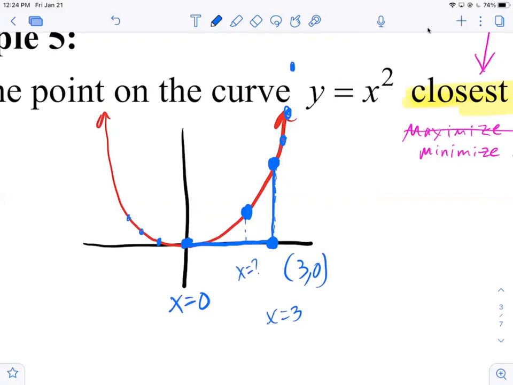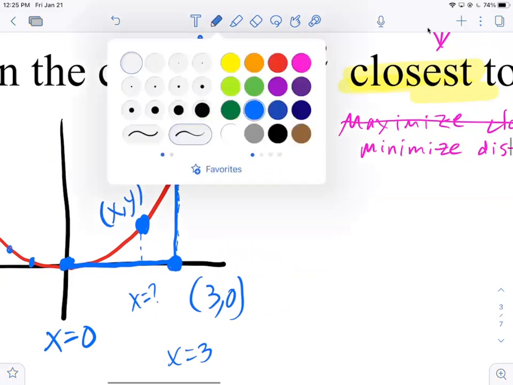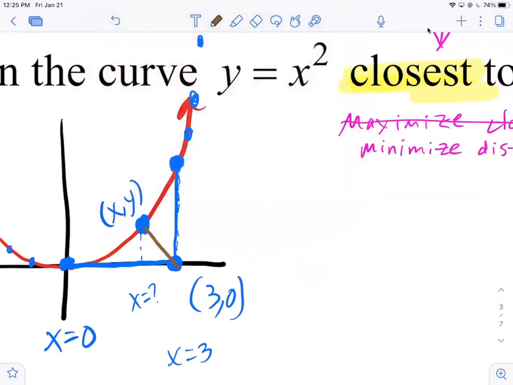And again, my graph is not drawn to scale. So what you want to do is just draw an atypical result, not the extreme point, not the end point. So let's just call that point on the parabola xy. And now I have something that I can work with. I'm going to draw the line from the random point xy on the parabola to my fixed point 3, 0. And I'm going to label the length of that beefy brown line big D.